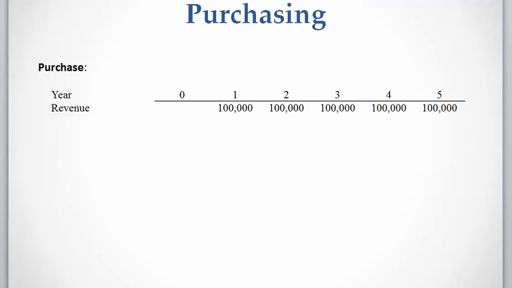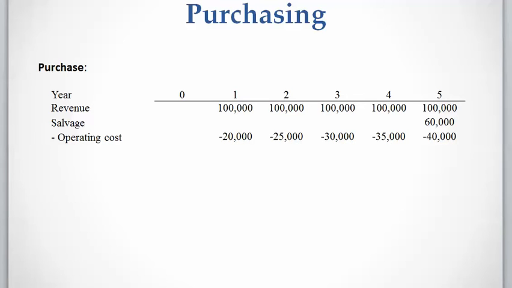So let's start with the purchase decision alternative. We draw the timeline. We start forming our table. We have 5 years. Revenue is $100,000 from year 1 to year 5. Then we add salvage in year 5, $60,000. Then operating costs of 20, 25, 30, 35, and $40,000 from year 1 to year 5. We deduct them from revenue.